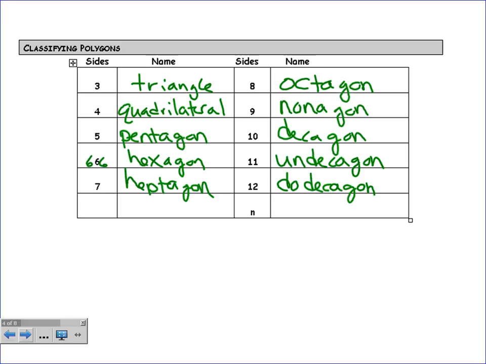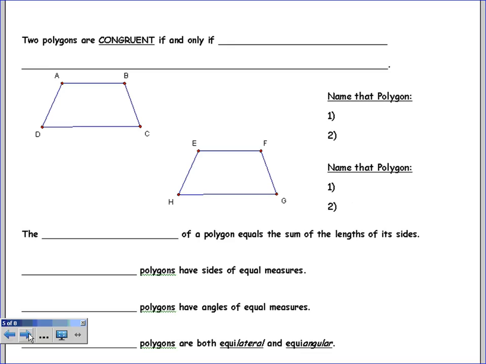And what about N? N-gon. Remember my joke yesterday? If a polygon had dog sides, it would be doggone. Not dog-o-gon, it's doggone. Okay? Questions on that? Sweet, we're moving, guys.